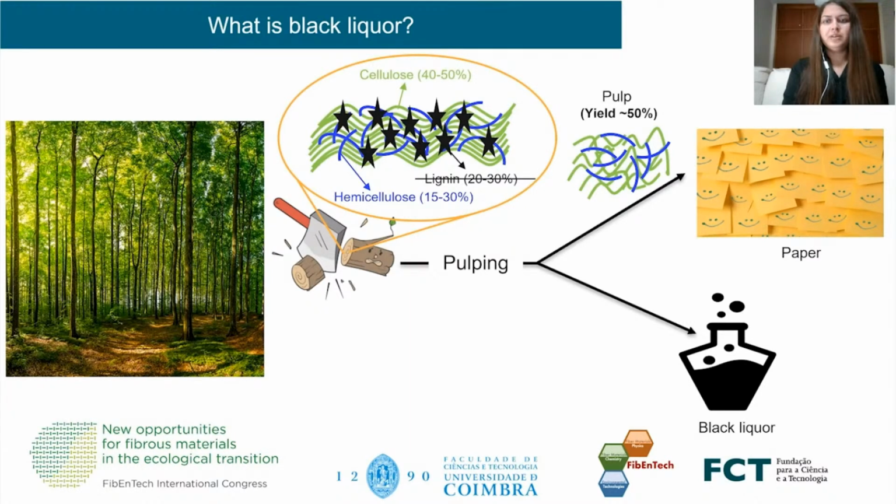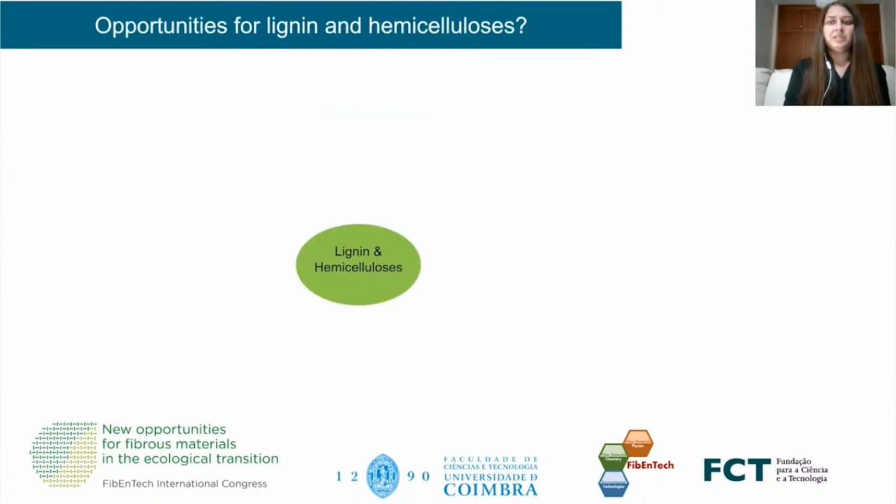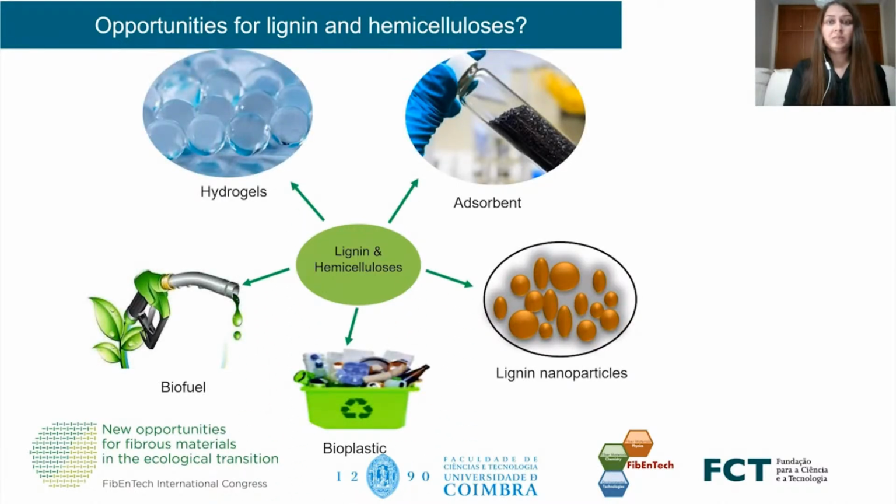This liquor is burned in the recovery system to recover the pulping chemicals, and lignin and hemicellulose, because of their heating value, generate steam and power for the paper industries. But this lignin and hemicellulose, because of their good potential, can be used for the production of high value products like absorbents, nanoparticles, biofuels, hydrogels, etc.